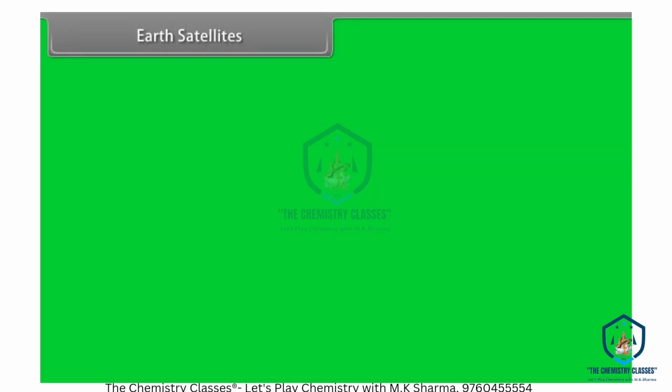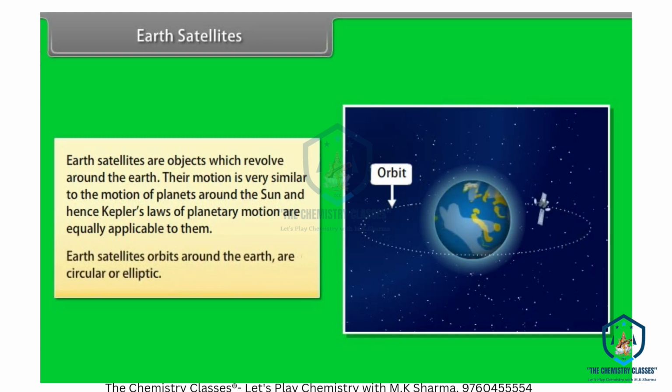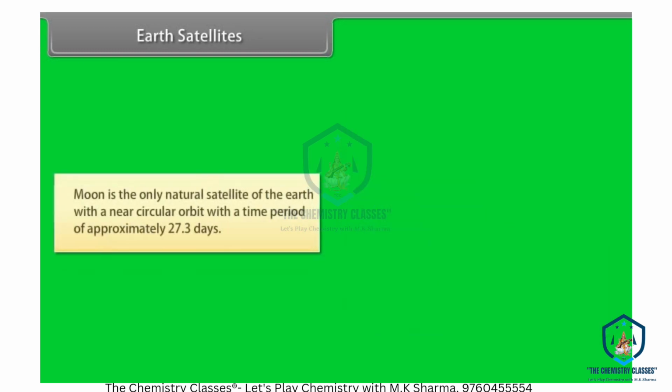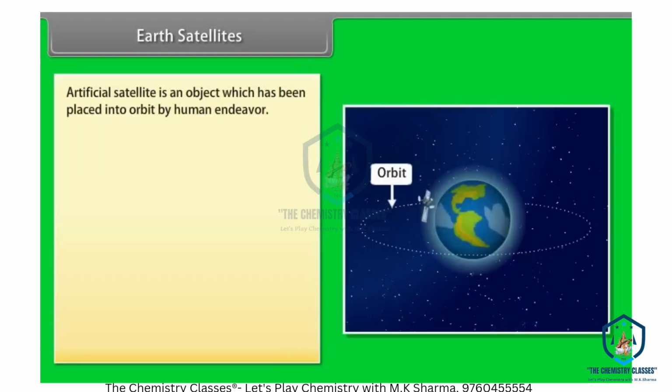Earth satellites. Earth satellites are objects which revolve around the Earth. Their motion is very similar to the motion of planets around the Sun, and hence Kepler's laws of planetary motion are equally applicable to them. Earth satellites' orbits around the Earth are circular or elliptic. The Moon is the only natural satellite of the Earth with a near circular orbit with a time period of approximately 27.3 days. An artificial satellite is an object which has been placed into the orbit by human endeavor.